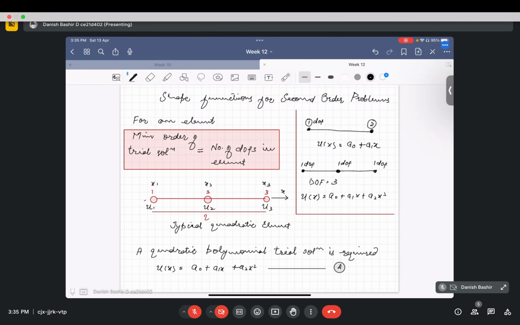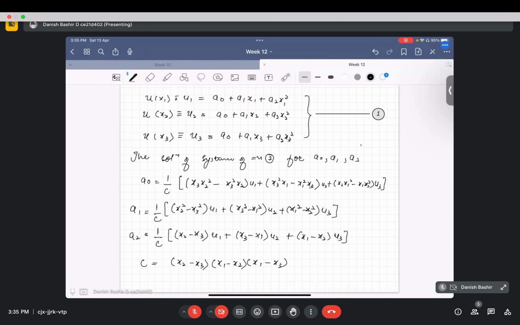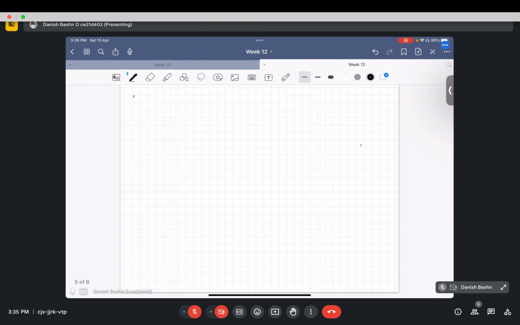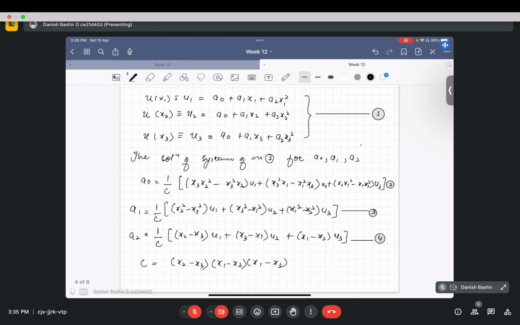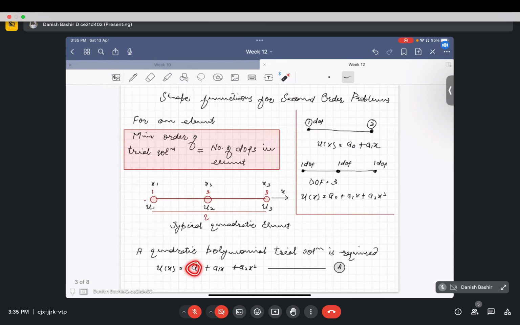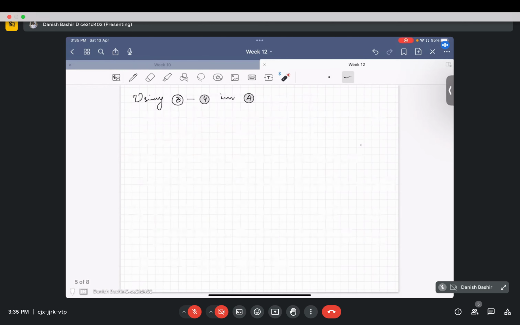and I will name this as second, this is third, this is fourth. So what we will get using second, third up to fourth in equation A. Clearly we got the values of a0, a1, a2. You have to just place these values here, a0, a1, a2, to get the value of U of X.